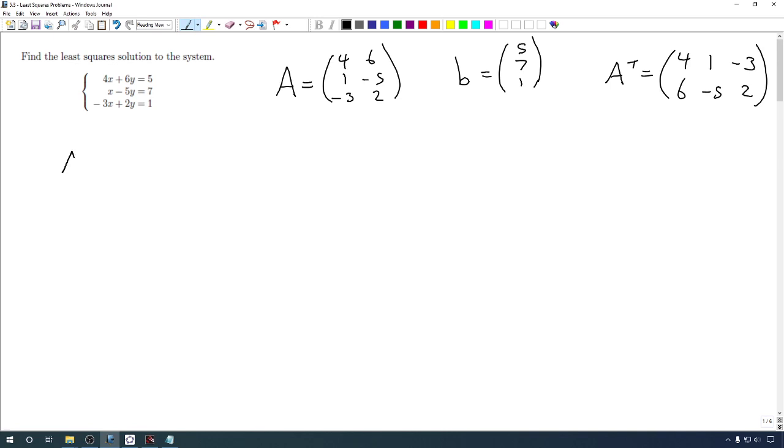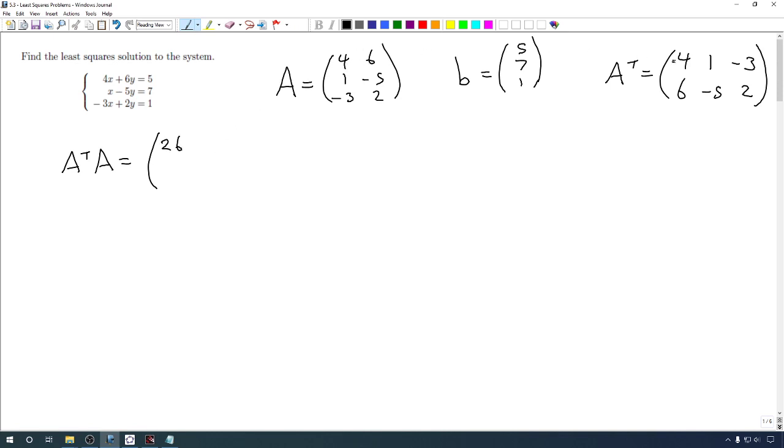So what is A transpose A? If we multiply these together, maybe it's a little tricky because they're on opposite sides of the screen, but we're taking rows of A transpose times columns of A. So the 4, 1, negative 3 is going to be multiplied to 4, 1, negative 3. We're actually going to be adding up a bunch of squares. That might be where the term least squares comes from. So we have 16 plus 1 plus 9, and we are going to get 26.